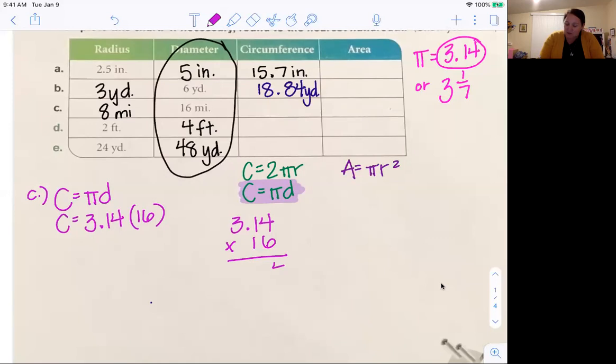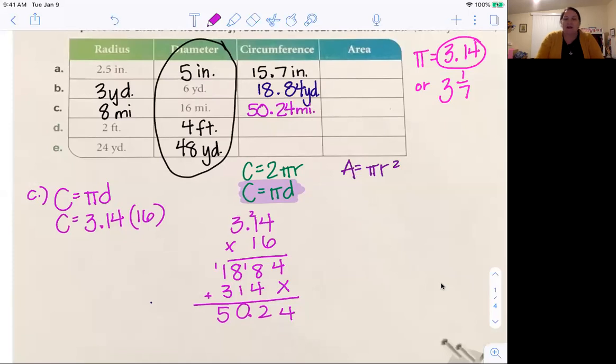6 times 4 is 24, carry the 2. 6 times 1 is 6 plus 2 is 8. 6 times 3 is 18. Put my place marker there. 4, 1, 3, because we're multiplying by 1. 4, 2, 0, 1, and 5. And so we get 50.24. 50.24 miles.